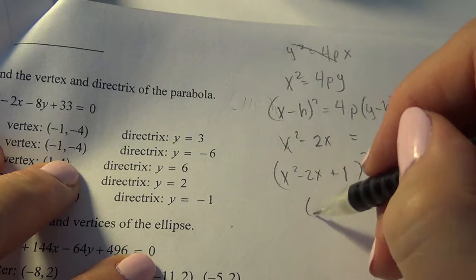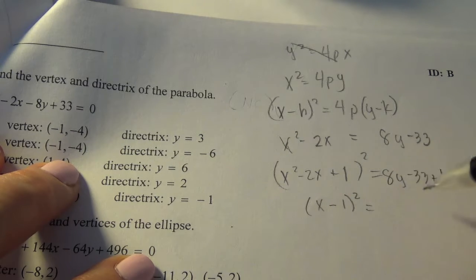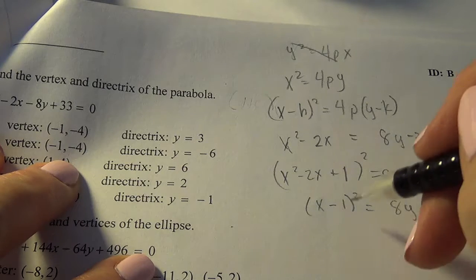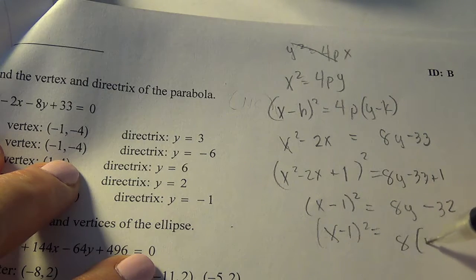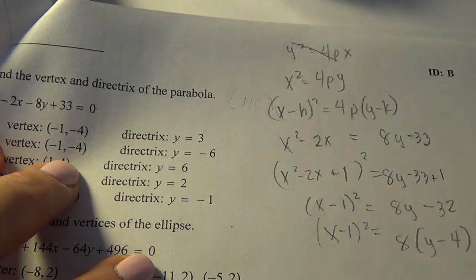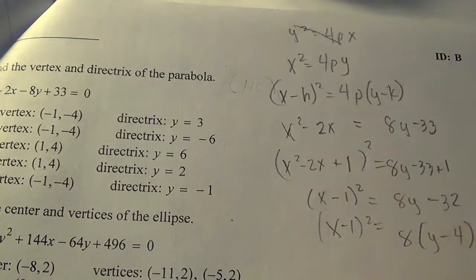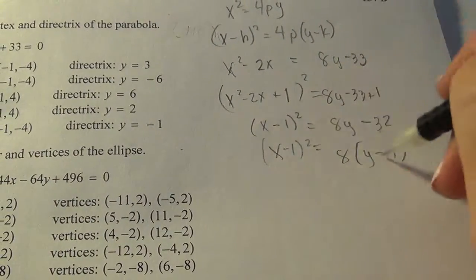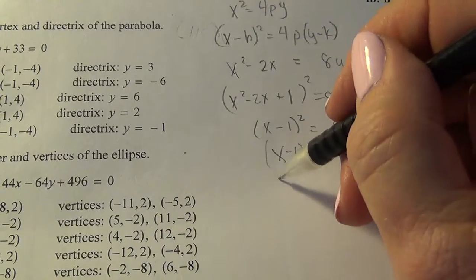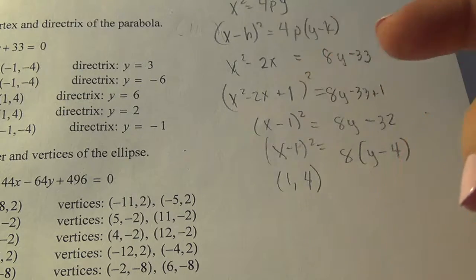So what's the perfect square? X minus 1, quantity squared, equals 8y minus 33 plus 1 is minus 32. We'll be done when we factor the right, pulling out the 8, we get 8 times y minus 4. And now the question says what's the vertex? So the secrets of the vertex are facing us. The opposite of this is the x coordinate, the opposite of this is the y. And where do I get the directrix?